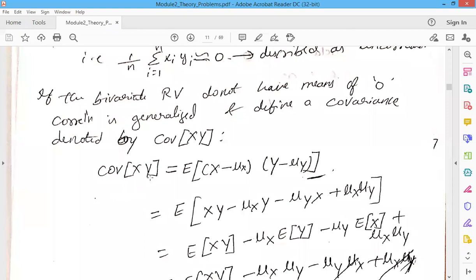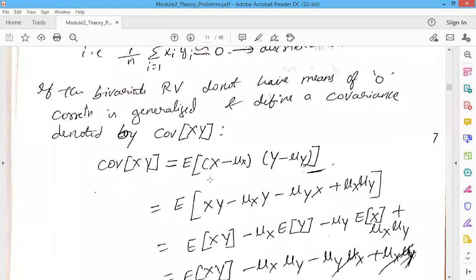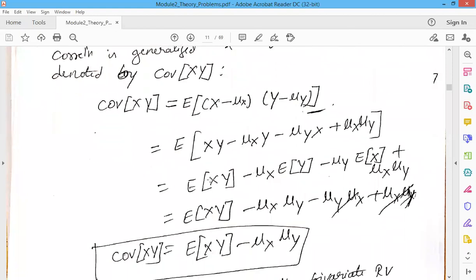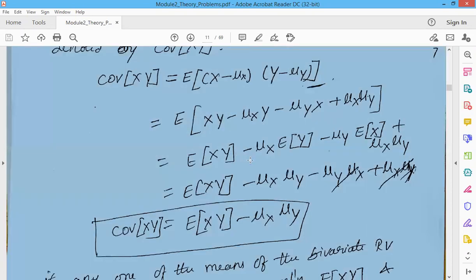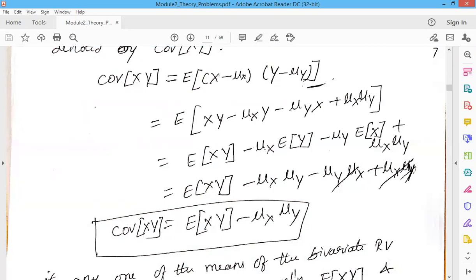So here the covariance of xy is given as expectation of x minus mu x into y minus mu y. Multiplying the terms within this bracket, it will yield expectation of xy minus mu x y minus mu y x plus mu x mu y. Applying the linear property of expectation, that can be separated, and we can rewrite the equation as expectation of xy minus mu x, which is a constant, taken outside, into expectation of y, minus mu y expectation of x, plus mu x into mu y. The expectation of a constant is nothing but the constant itself. So we have written it like this.